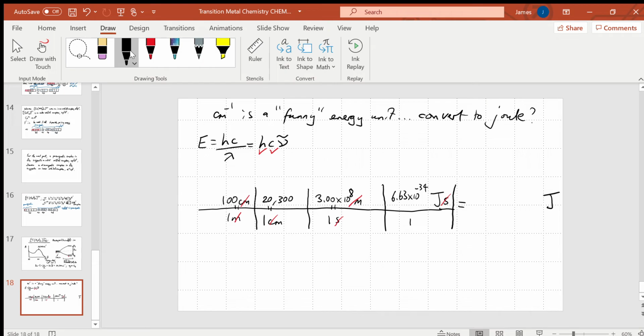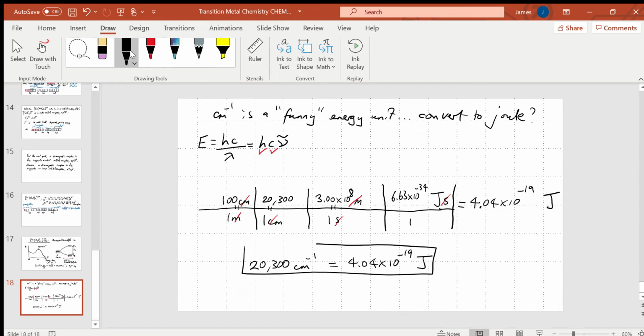So I know that if I run this calculation, this is 4.04 by 10 to the negative 19 joules. So we've just seen that 20,300 funny unit wave numbers is equal to 4.04 by 10 to the negative 19 joules. So it's useful to always get into a unit that you feel a bit more comfortable with. That's always a good thing to do.